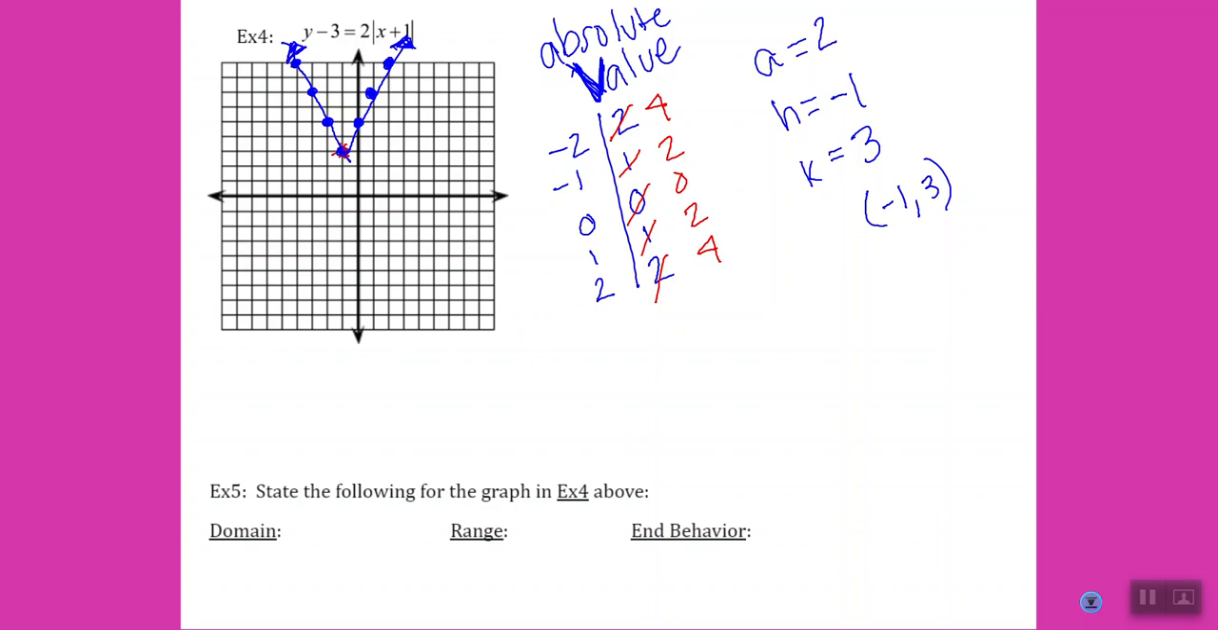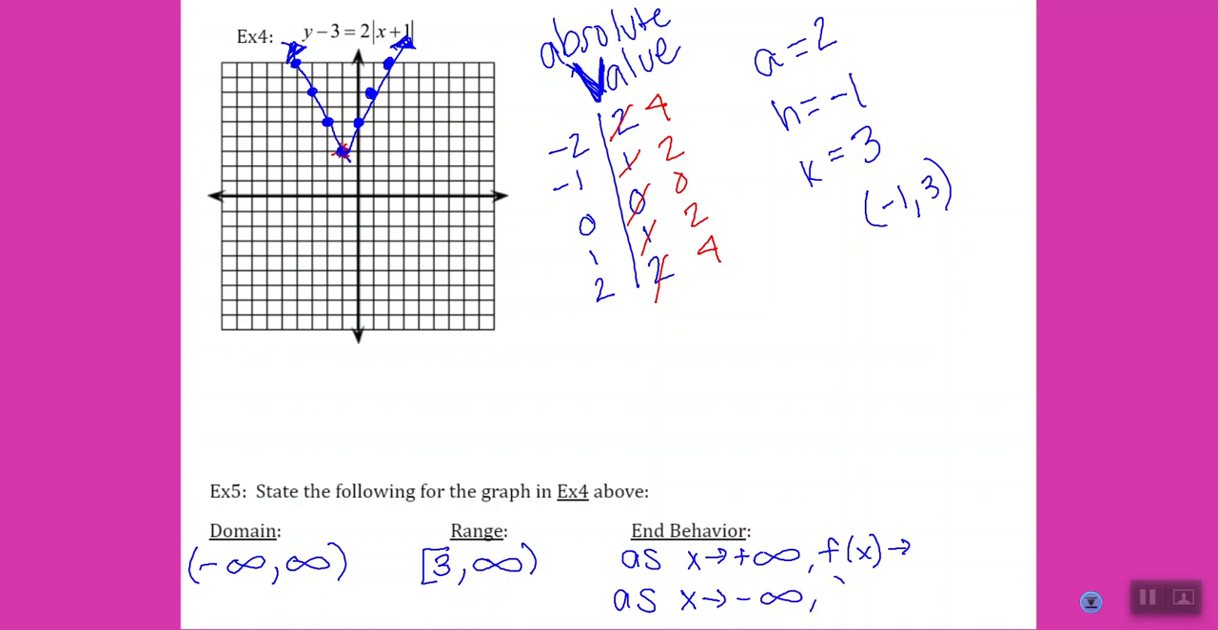And finally, let's review domain, range, and end behavior. Domain, since there's an arrow on both sides, my domain will be -infinity to infinity. Range, the bottom of my graph is at +3 and it goes up forever, so my range would be 3 to infinity. And my end behavior, as x goes to +infinity, f of x goes to, and as x goes to -infinity, f of x goes to.